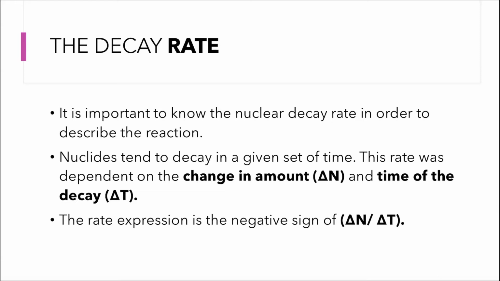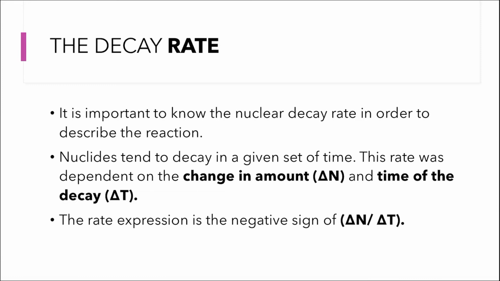So we take the change in amount, which is symbolized by delta n or dn, and the time of the decay, kung gaano kabilis yung reaction nangyari. So the shorter the time, the faster; the longer the time, the slower. The rate of reaction is the negative sign of delta n divided by delta t.